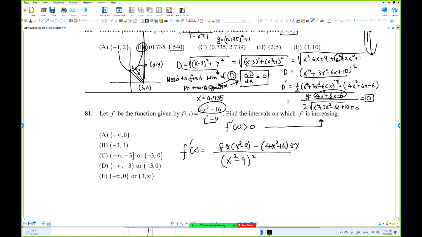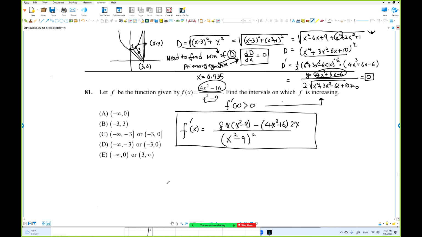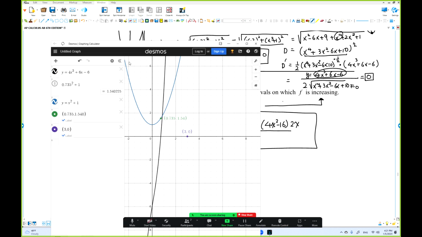Okay? Because we have to use our calculator, you don't have to simplify this one. You can use the graph of this one. So we're going to find what? Increasing, right? Which is positive on this graph, okay? Actually, we don't need to simplify. Now let's make a graph of this derivative function.